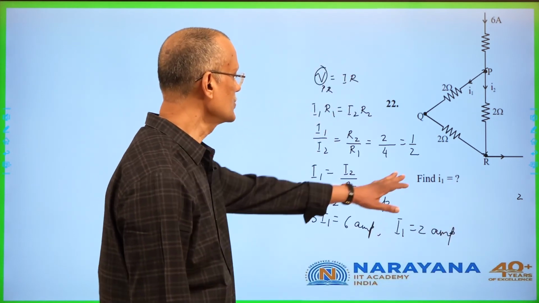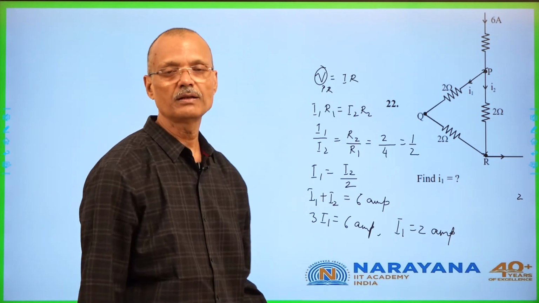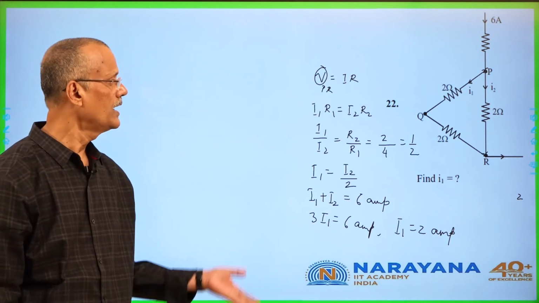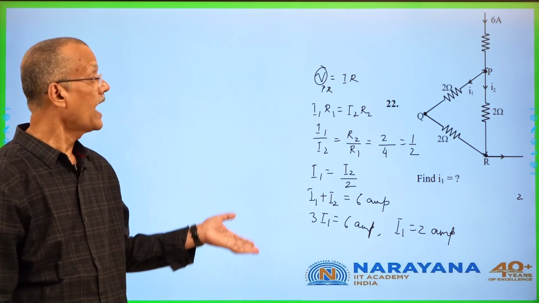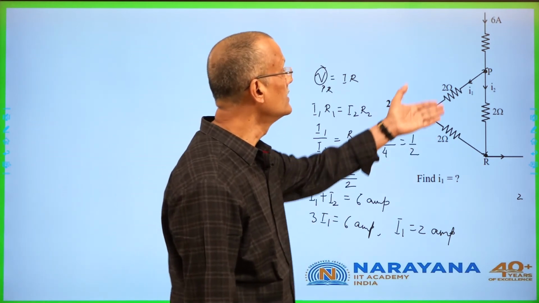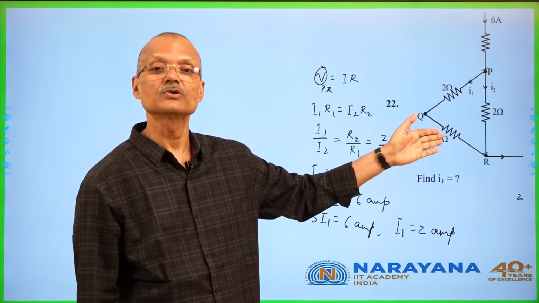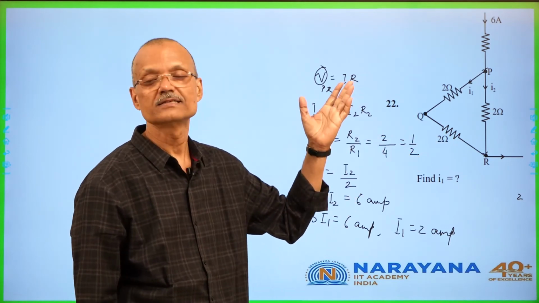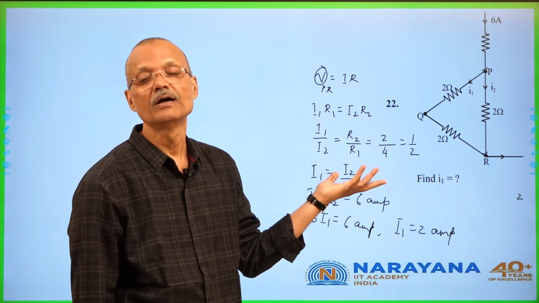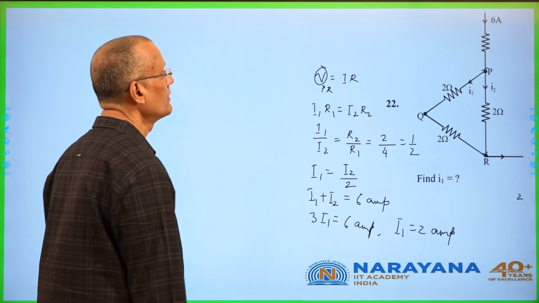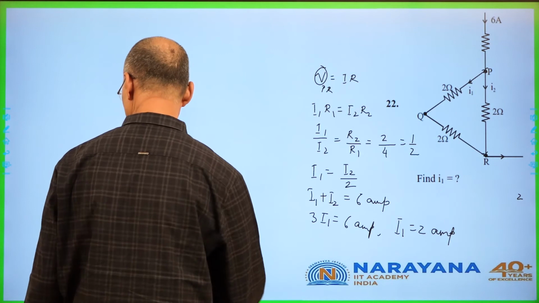So they have asked you to find I1, simple current distribution in parallel combination of resistors. I have shown you these steps, but no need, directly you can take 6 ampere current is coming, ratio of resistance is 2:1, so current ratio will be 1:2. 3x is 6 ampere, x is 2 ampere. Verbally you can say the answer as 2 ampere. Now, let us move to the next question.